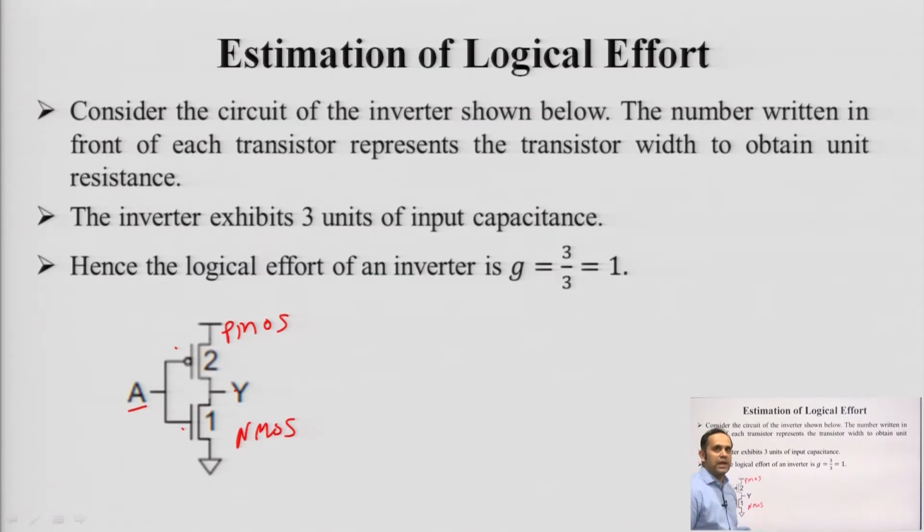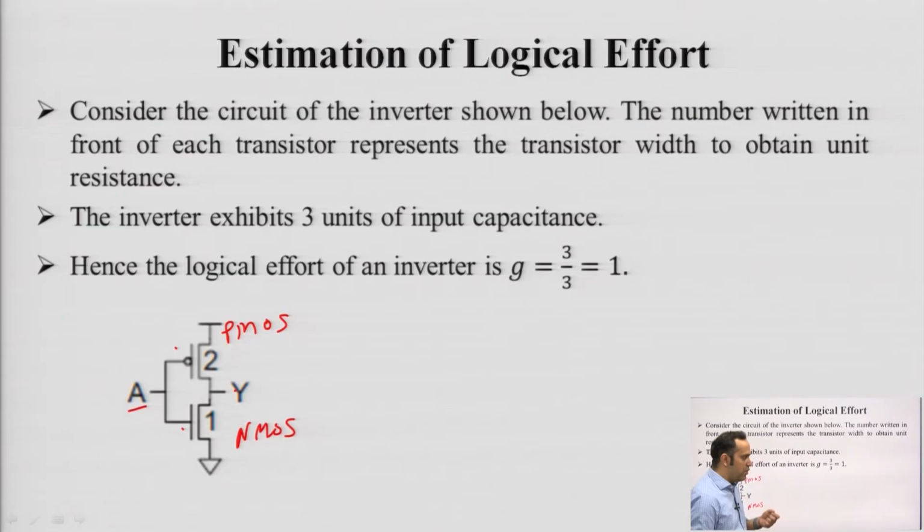When A goes high, your NMOS transistor turns on because it turns on at high voltages, and that gives logic 0 at the output. And when A goes low, logic 0, the PMOS transistor gets connected, pulling the output up to the power supply and giving you logic 1 at the output. This is how a basic inverter works.